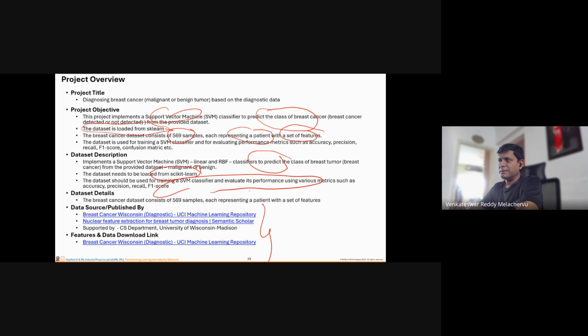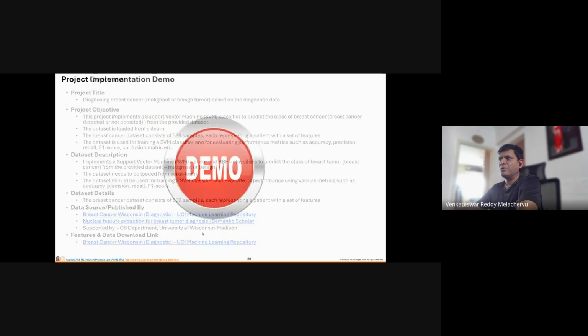So I think the data is good here. Data source and the papers published on it, and then where we can download this data if you want. But otherwise, you can just load it from scikit. It loads the data, and I think I'm including it in the shell code, or you can ask ChatGPT and use it. Let's look at the demo.